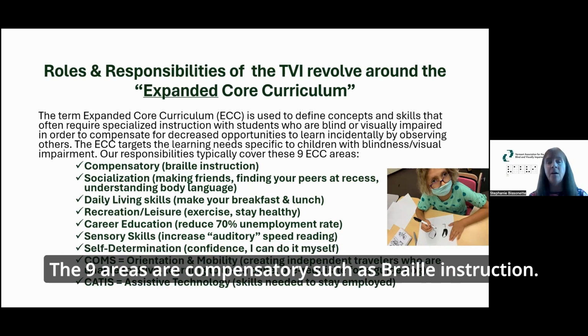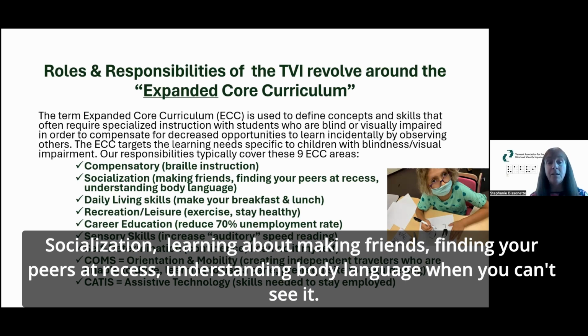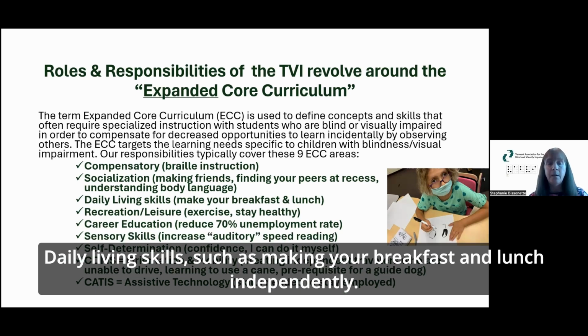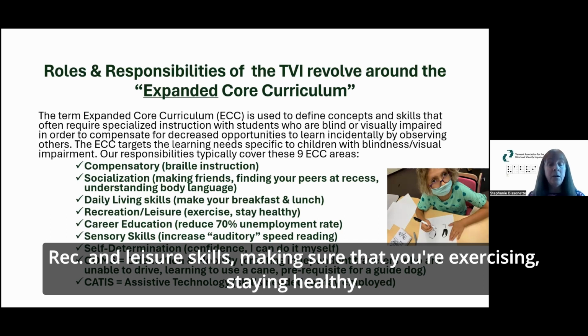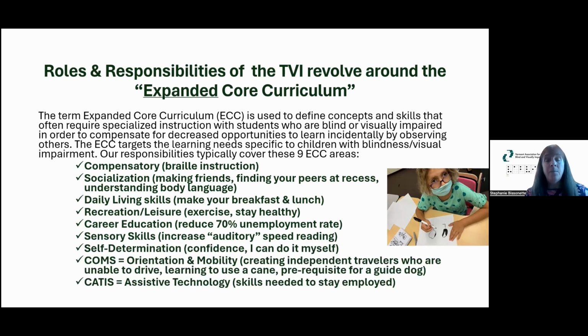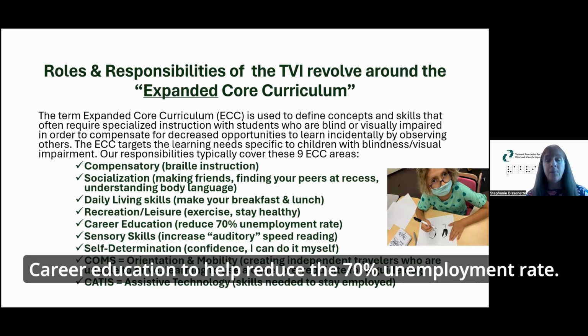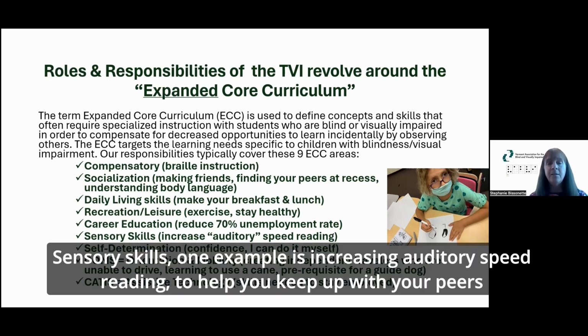The 9 areas are compensatory, such as Braille instruction; socialization, learning about making friends, finding your peers at recess, understanding body language when you can't see it; daily living skills, such as making your breakfast and lunch independently; rec and leisure skills, making sure that you're exercising, staying healthy; career education to help reduce the 70% unemployment rate; sensory skills.